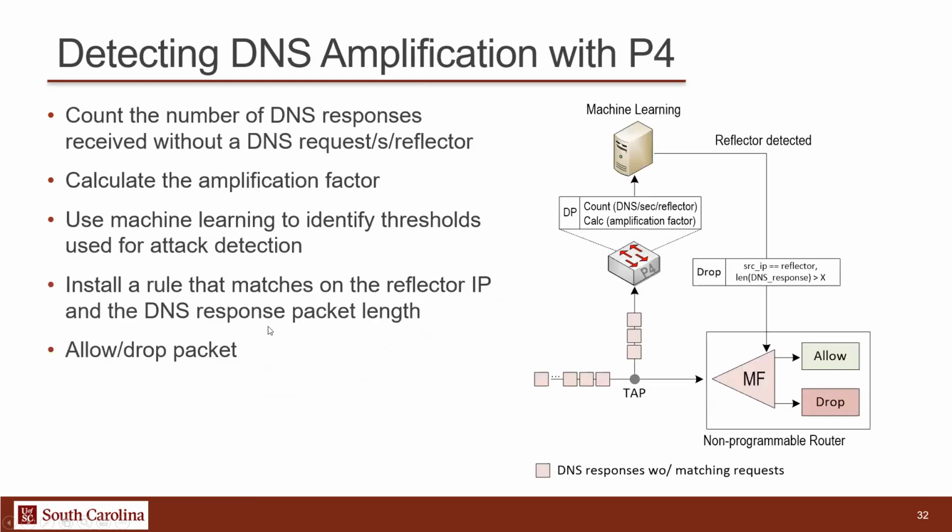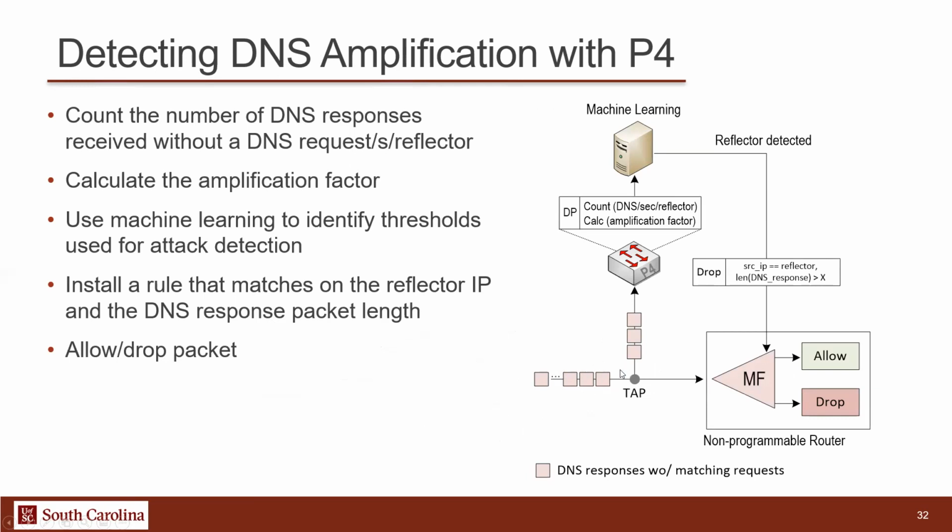So how can we detect DNS amplification with P4? Also, we use the tap here. All these packets are the DNS responses that were sent without a matching request. So imagine receiving a lot of DNS responses, but you didn't have any device in your network sending DNS requests for these responses. This would be a little bit suspicious.